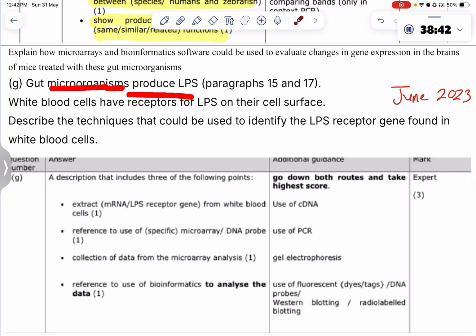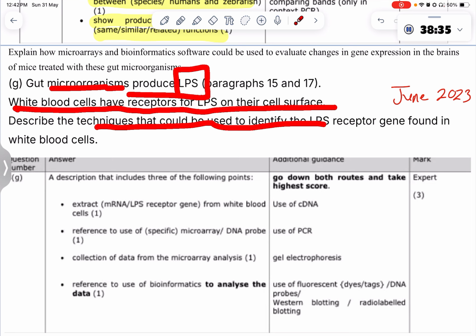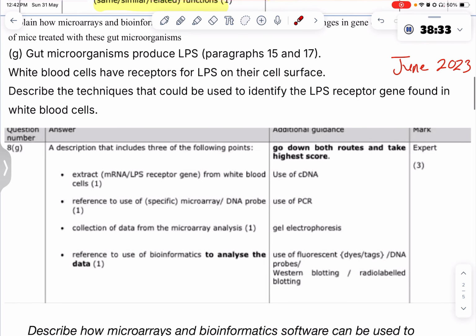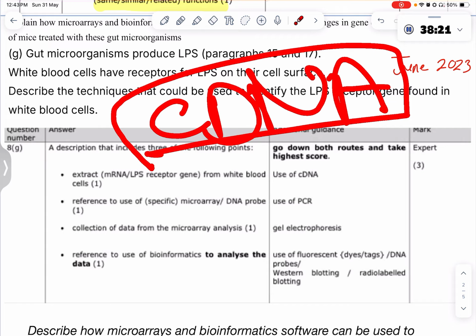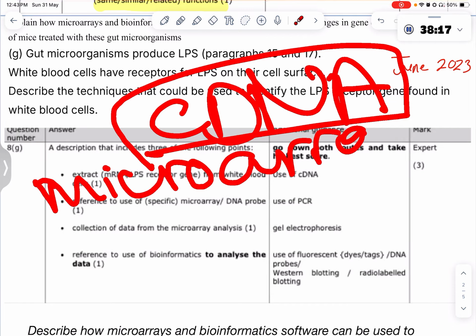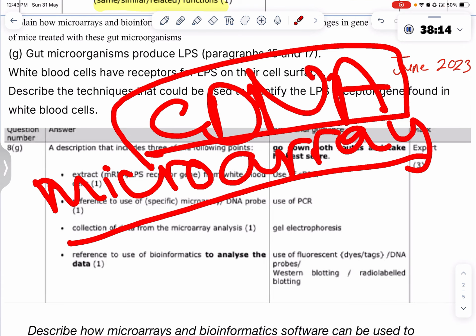Gut microorganisms produce LPS. White blood cells have receptors for LPS on their cell surface membrane. Describe techniques that could be used to identify the LPS receptor gene found in white blood cells. We must extract the mRNA from the white blood cell. Then we convert it to the cDNA using reverse transcriptase, and you must use microarrays. We know that they analyze the activity of many genes in a single sample.